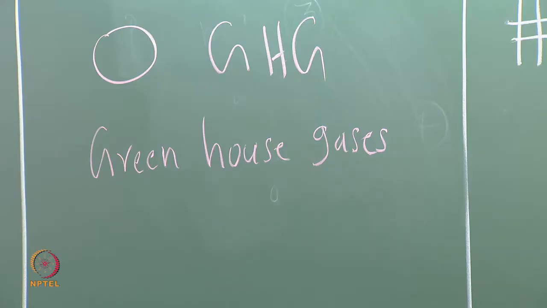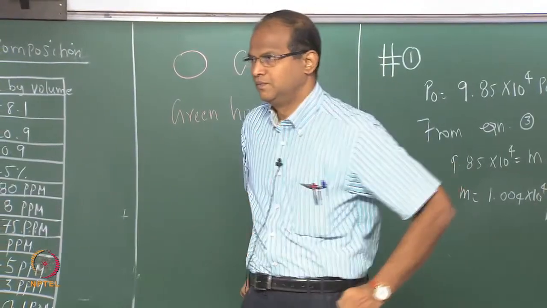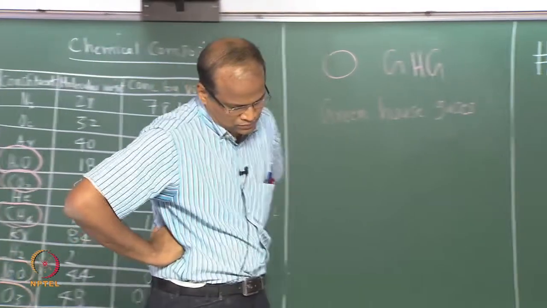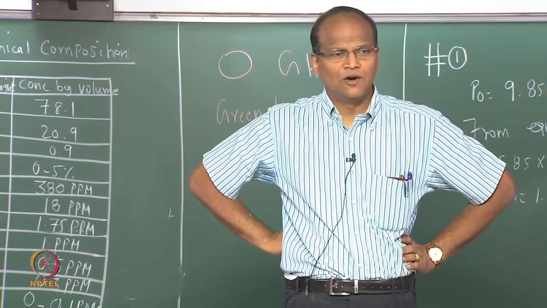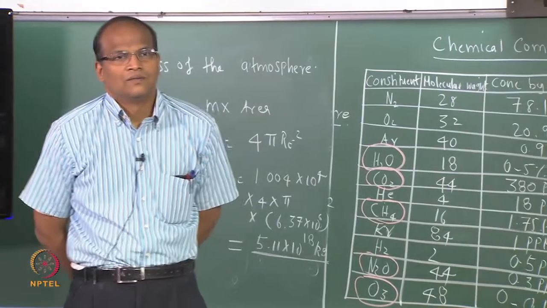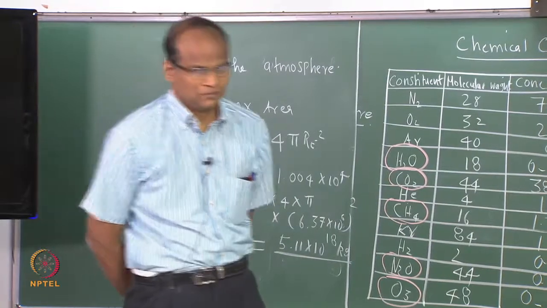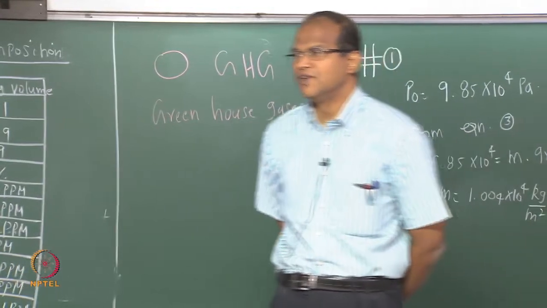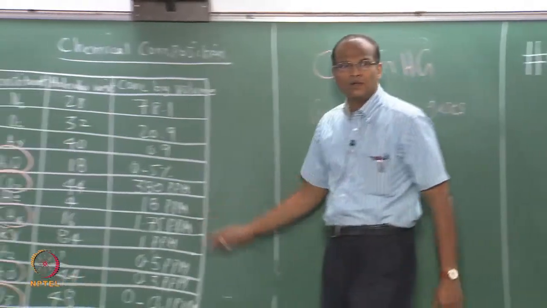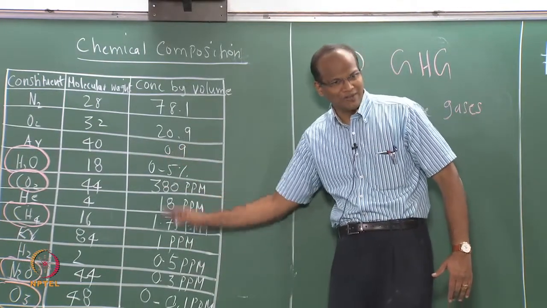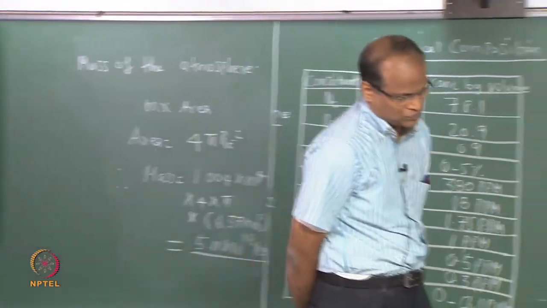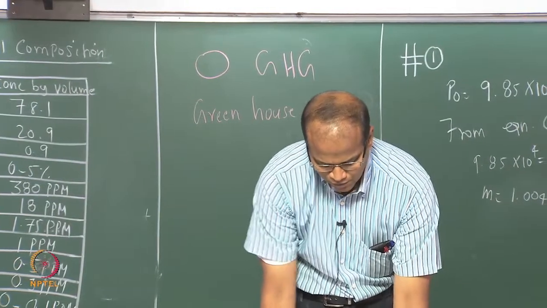Problem number 2. Please take down problem number 2. Based on the chemical composition of the Earth's atmosphere given in the table, determine the molecular weight of atmospheric air. So, you may choose to drop irrelevant gases, okay. Please start. Is the problem clear? That will be problem number 2.